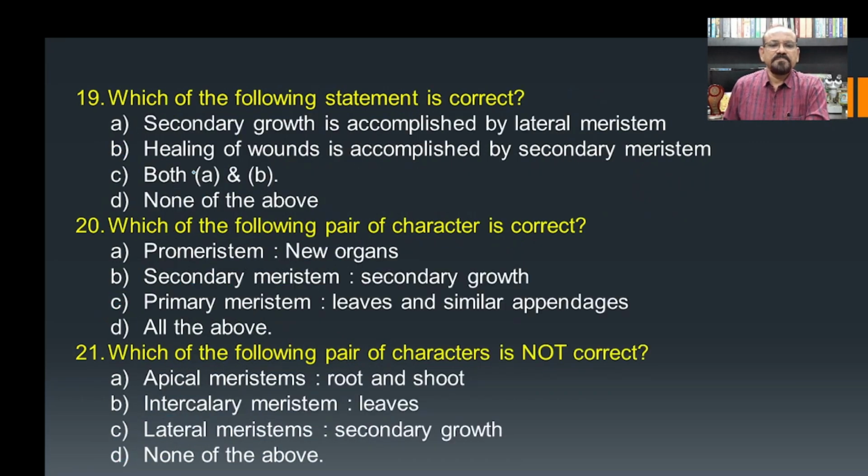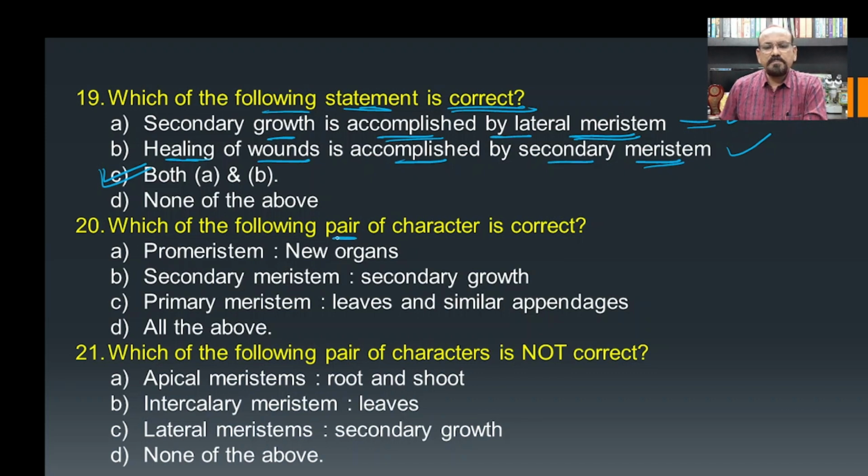Then, which of the following statements is correct? That the secondary growth is accomplished by lateral meristem. This is the correct statement. That is the cambium, which is present inside the vascular bundle or outside the vascular bundle, as well as the cork cambium, that are the examples of the lateral meristems. Then, healing of wounds is accomplished by the secondary meristems that we have seen just now. So this is also the correct statement, and hence both A and B will be the answer for this question.